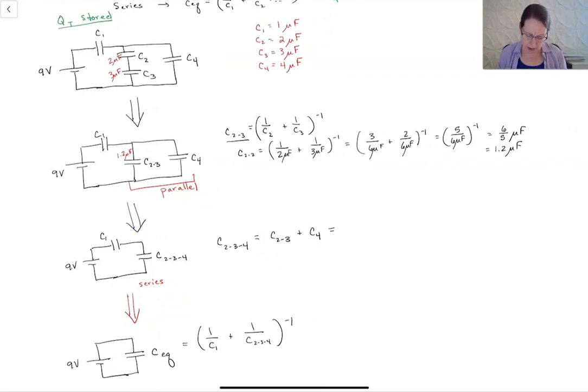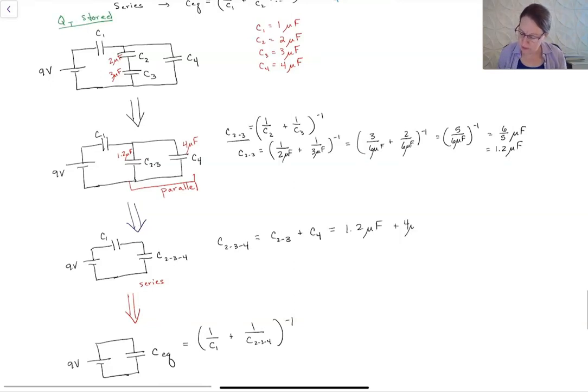We can say my equivalent capacitance here is 4 microfarad, but when I put them together, it just becomes my 1.2 microfarad plus 4 microfarad. So that gives me 5.2 microfarad for this equivalent capacitor. In other words, we could build the same circuit that we have at the top with a 1 microfarad capacitor in series with a 5.2 microfarad capacitor. So it's the same circuit.